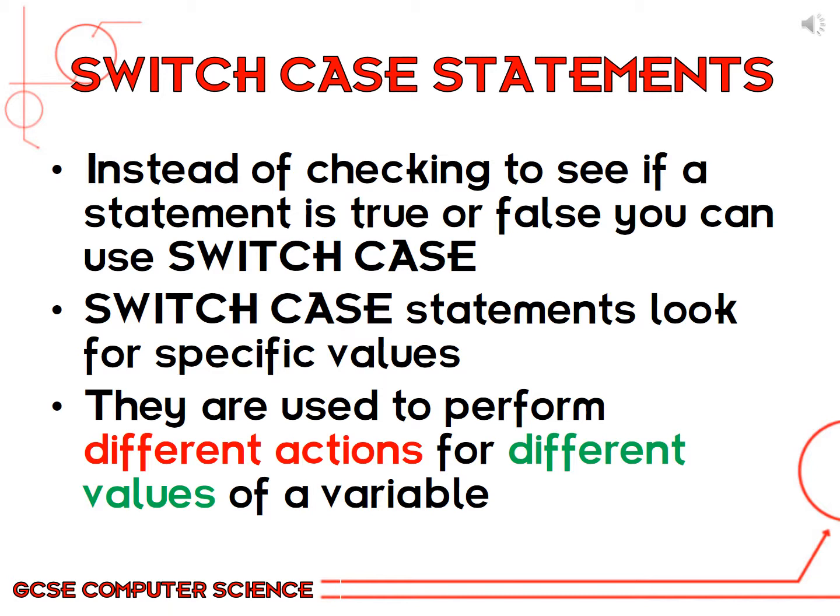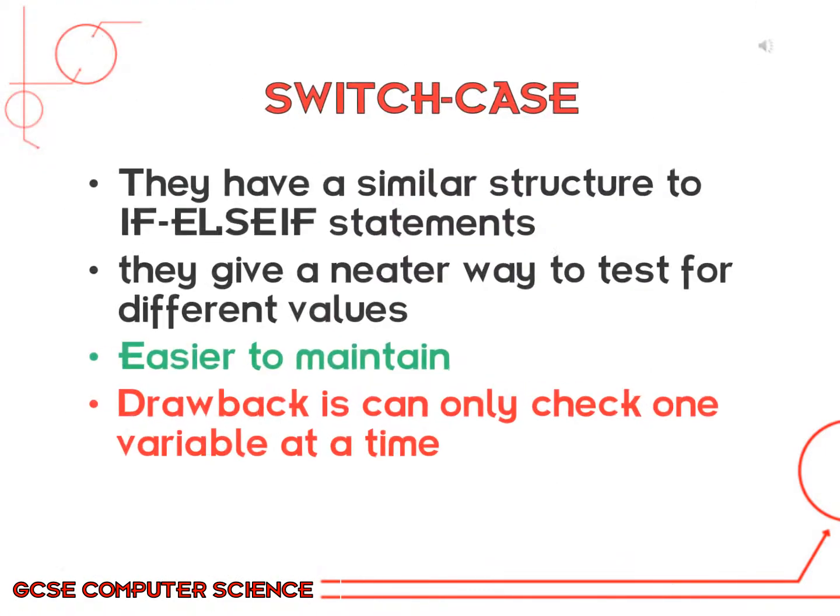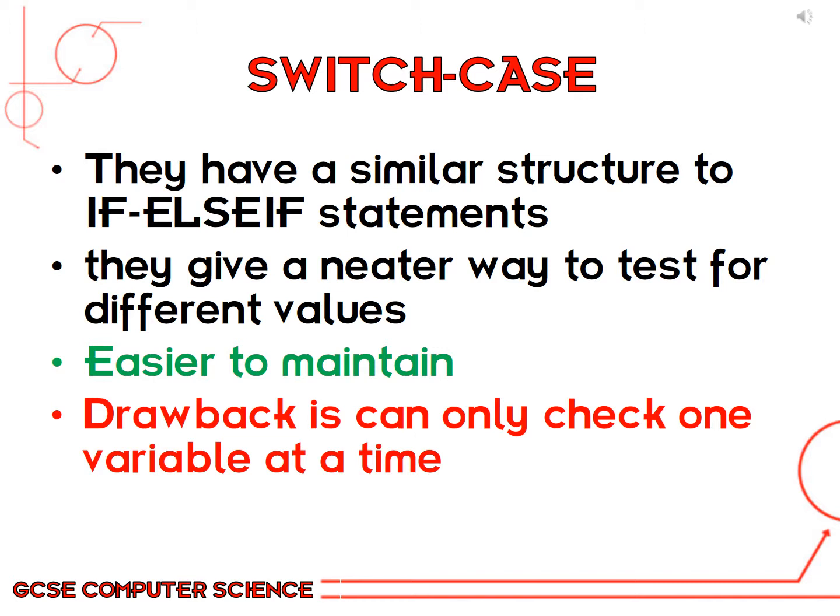So that could be used for some sort of menu system, or in this case we'll apply it to the same scenario that we've just used for the voting system. So because a switch case looks for a specific value rather than checking to see if something's true, it's basically used to perform different actions for different values of a variable. The switch case statements have a similar structure to the if-else if statements, but they're a little bit neater. They're also a lot easier to maintain, but the drawback is it can only check one variable at a time.